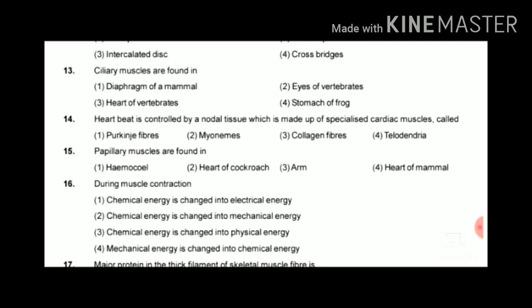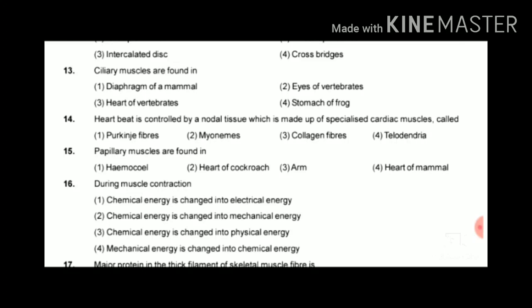Next is question number 15. Papillary muscles are found in number 1, hemocoel, number 2, heart of a cockroach, number 3, arm, and number 4, heart of a mammal. And the answer is option number 4, heart of the mammal. Papillary muscles are located in the ventricle of the heart and are also known as the mitral and tricuspid valve muscles in mammals. Next is question number 16.